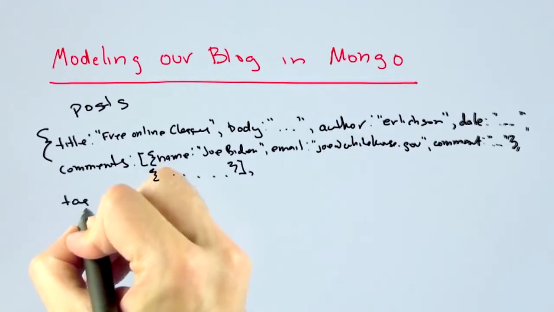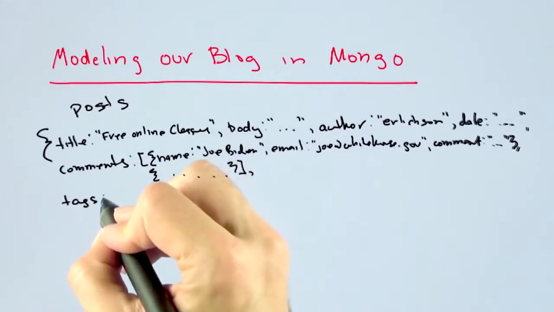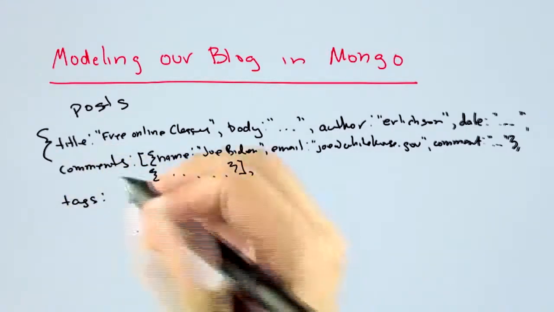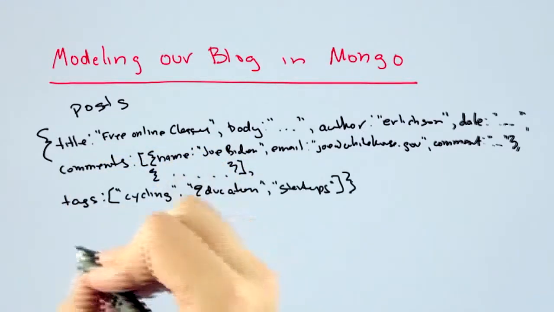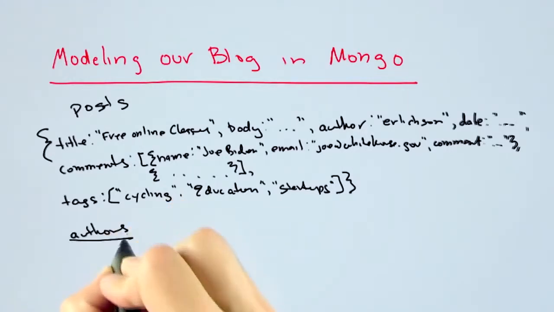Tags work the same way. Rather than have a separate collection of tags, we'll just put the data right in here. So we have a tags keyword in this document. This is at the highest level here. It's the same level as title and comments. And I'll put the tags right in: cycling, education, startups.